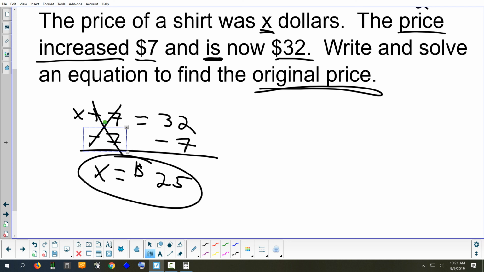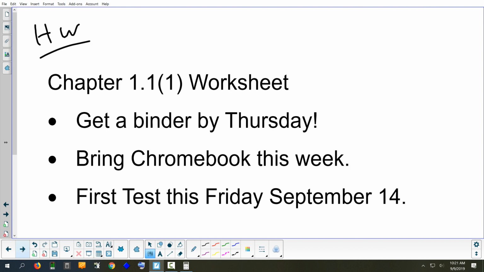All right, so I'm gonna put up a couple reminders. I think they're things I already told you, and then we'll do the pretest. So tonight, I'm gonna give you guys a worksheet. If you didn't get a binder, bring one in by Thursday. I'll help you with the dividers. Chromebook, we're gonna do that whatever day we have time.